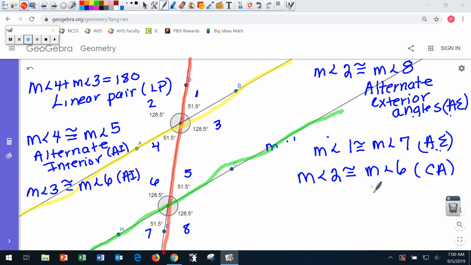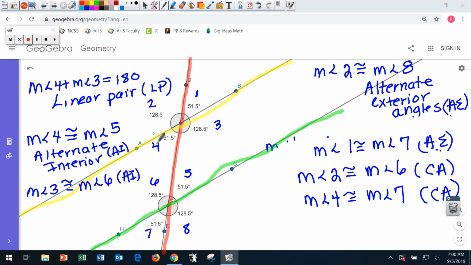Okay, we have that same situation going on with the measure of angle 4 is congruent to the measure of angle 7, because if you look at the measure of angle 4, it's at the bottom of the top line, and guess what? The measure of angle 7 is at the bottom of the bottom line. So that's going to be corresponding angles again.